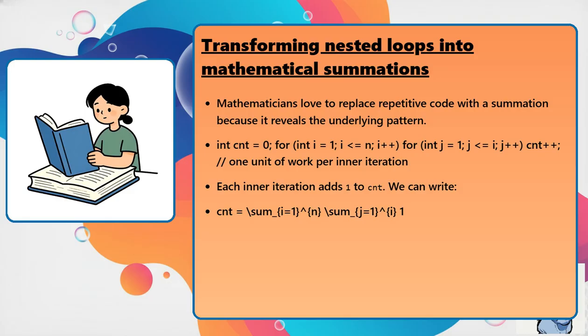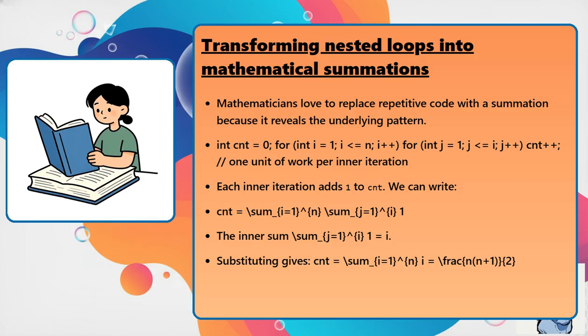cnt equals the sum from i = 1 to n of the sum from j = 1 to i of 1. The inner sum from j = 1 to i of 1 equals i. Substituting gives cnt equals the sum from i = 1 to n of i, which equals n(n + 1)/2.